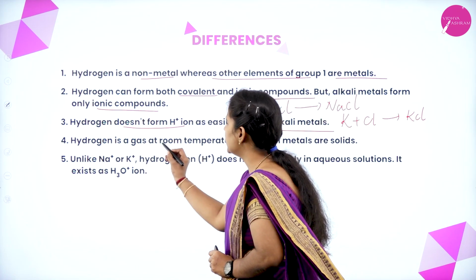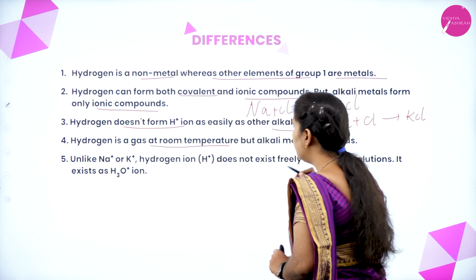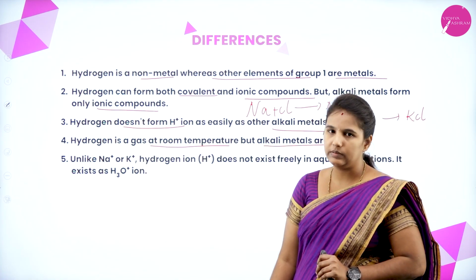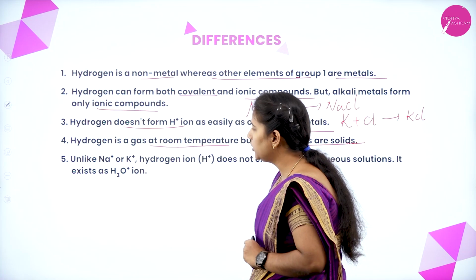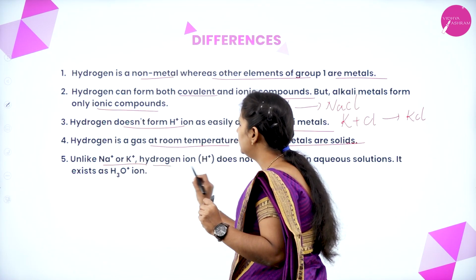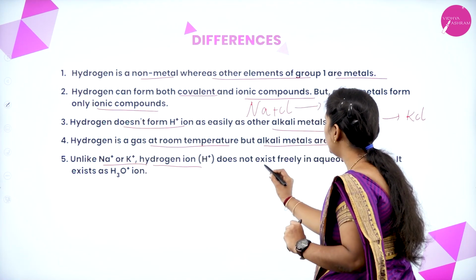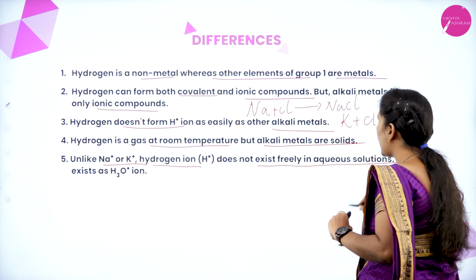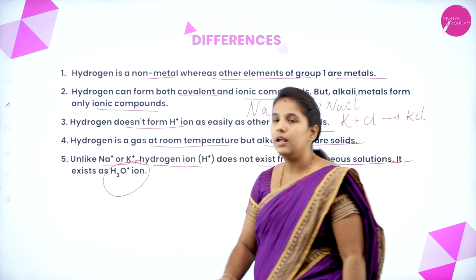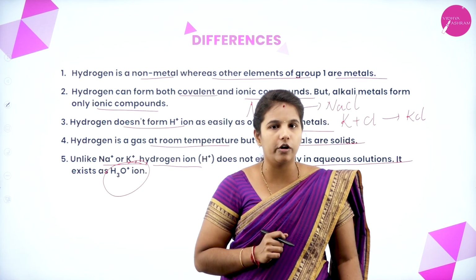The hydrogen is a gas at room temperature, but the alkali metals are usually solid. Okay, that is the fourth difference. Unlike the sodium ion and potassium ion, the hydrogen ion does not exist freely in aqueous solution. It always exists as a hydronium ion.